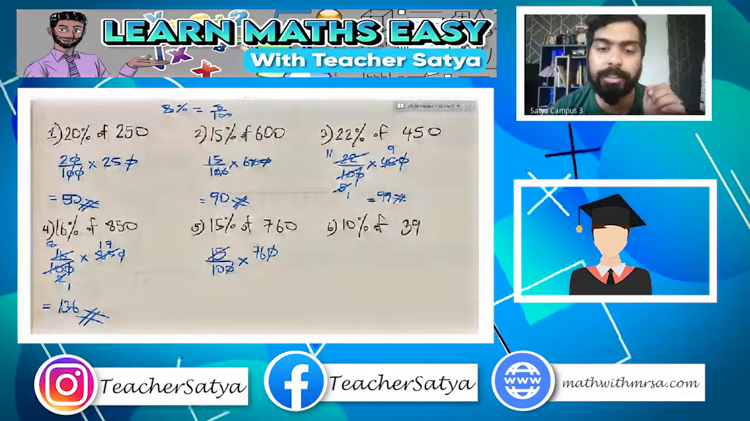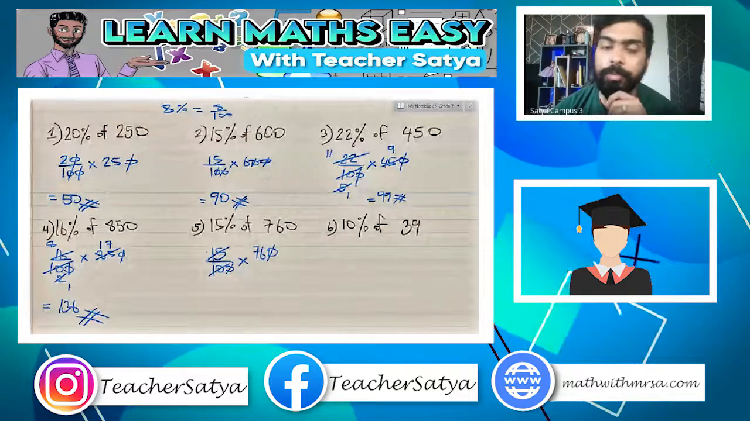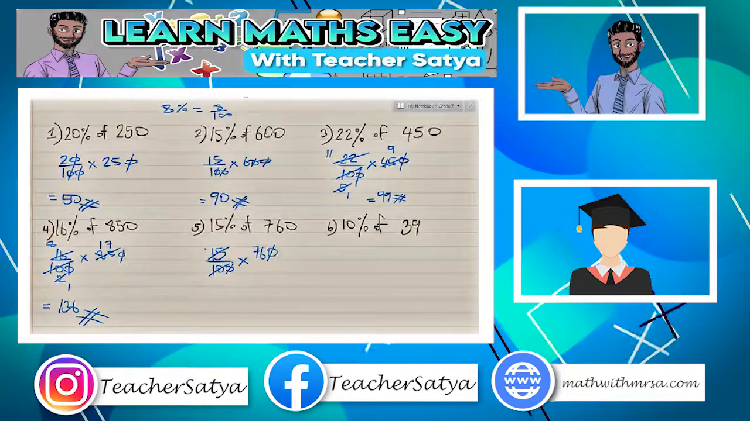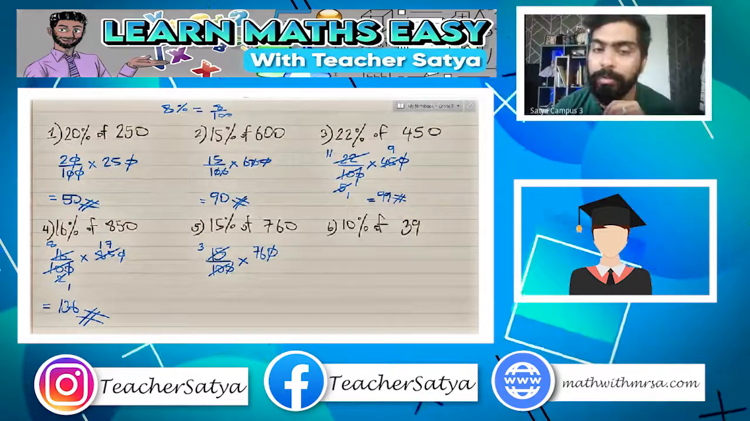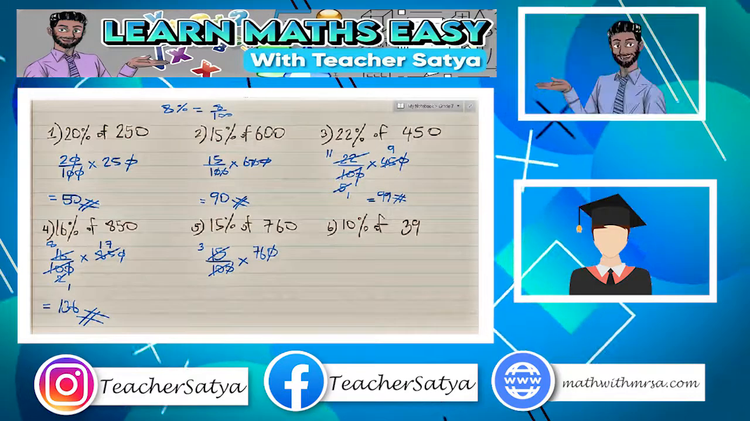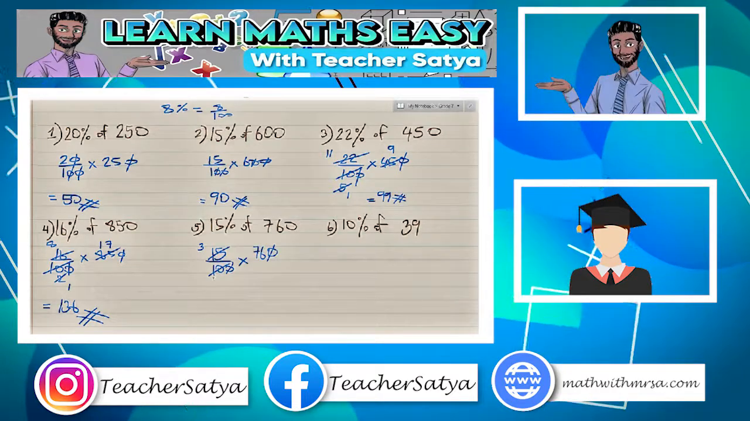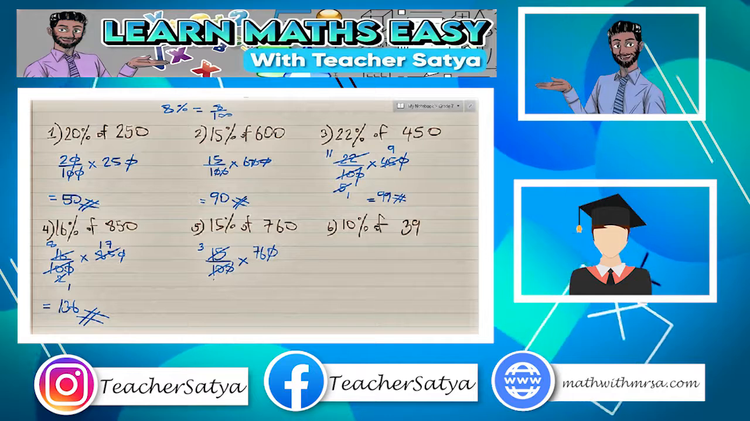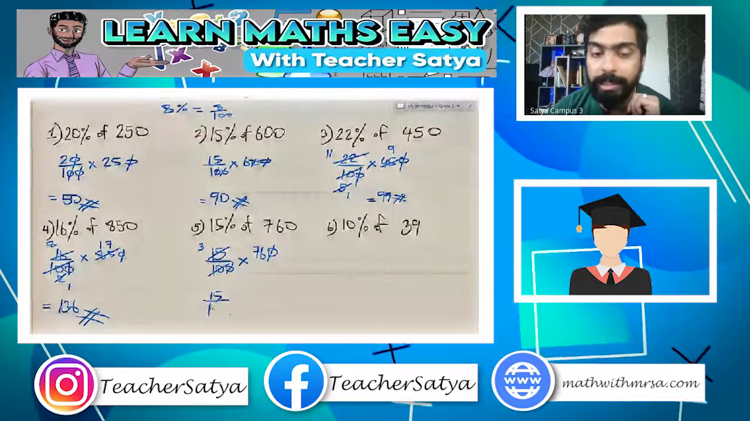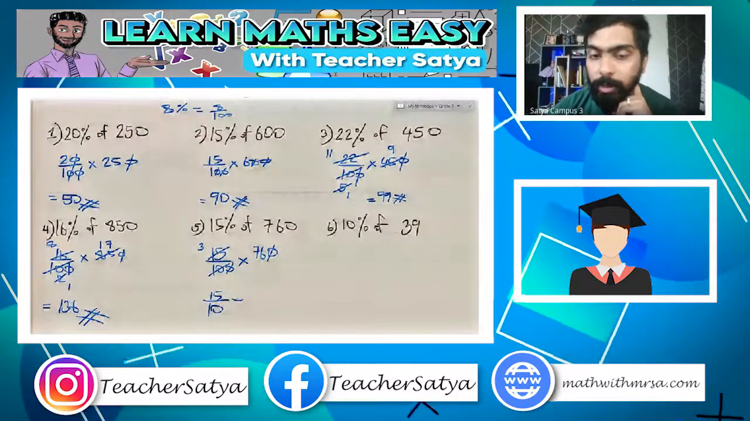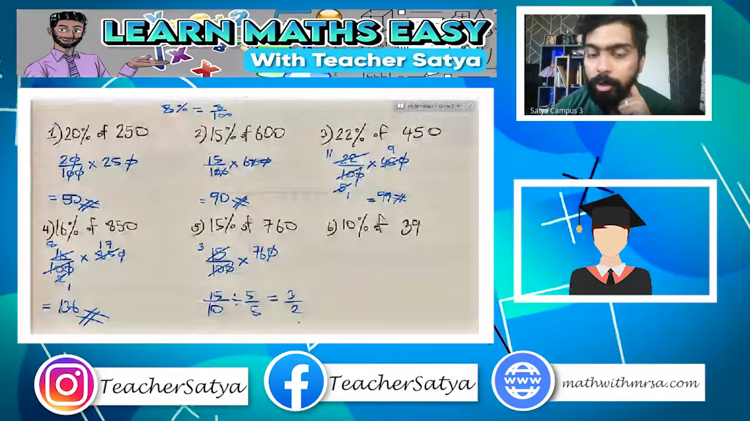So 15 changes to? Both can divide by 5, yes? So 15 changes to 3, yes? Understood? We divide with 5, yes? And 10 changes to? Look here, good. We have 15 over 10 like this, yes? Now we divide with 5 over 5, which is 3 over 2, correct?